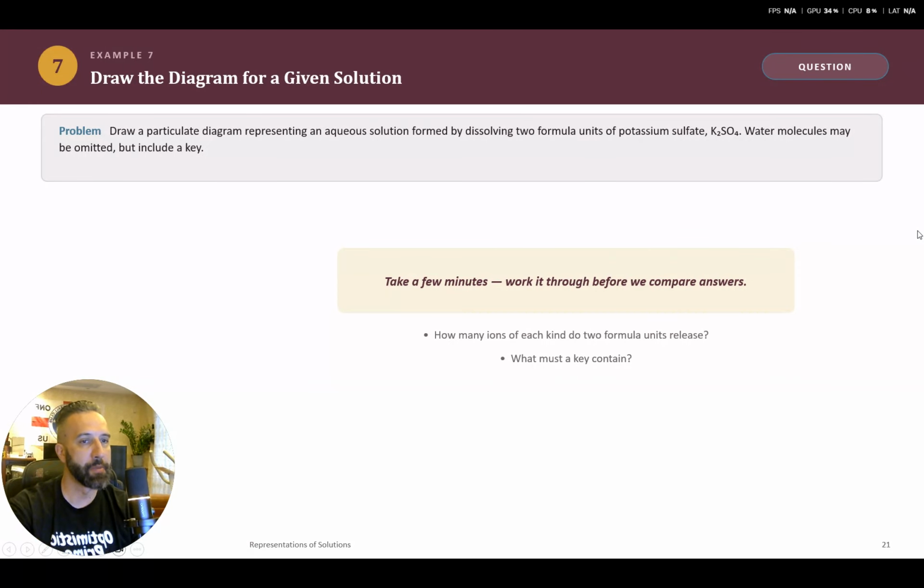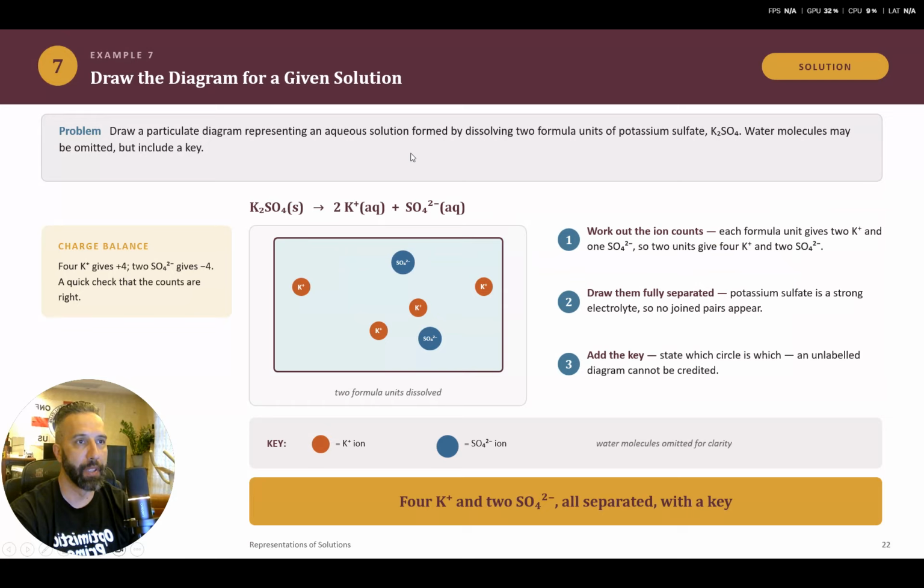You will sometimes be asked to do this, so you need to draw a particular diagram representing two formula units. This is another term that they will use. Two formula units basically for us just means this is one formula unit or 1 mole, and then if 1 mole is this, what they want me to draw is double. So I have to draw like 4 Ks, right? And two SO4s. Right? It's pretty simple.